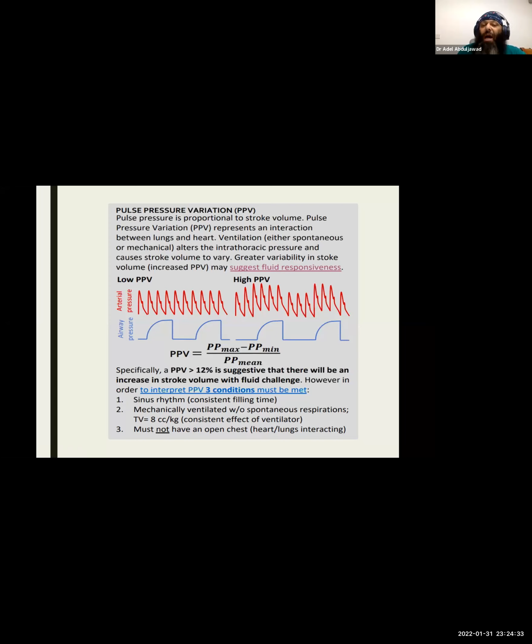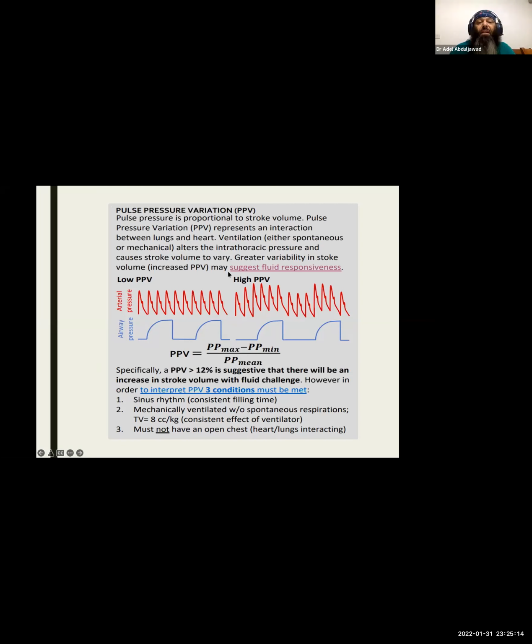And I will tell you how, inshallah, in part two, I can use the pulse pressure variation in an ARDS patient while we are ventilating with 4 to 6 mL, not with 8. So how can we do it? So the second condition is that the patient should be ventilated, not spontaneously breathing. Tidal volume should be 8 cc per kg. Also, the patient should not have an open chest, an open sternotomy like post-operative cardiac surgery. So those are the three conditions to interpret the pulse pressure variation.